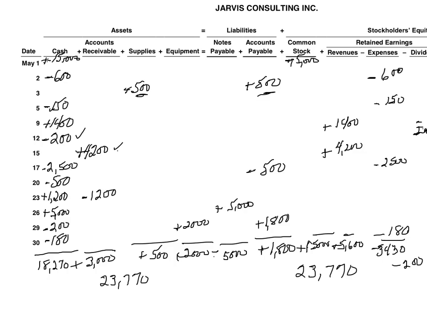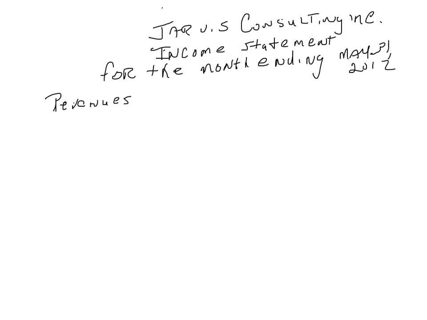So now I started off at the beginning of May, started this business, recorded these transactions. Now I'm going to present an income statement, statement of retained earnings, and a balance sheet. Okay then, Jarvis Consulting Inc. income statement for the month ending May 31st, 2012. Now you can write better than that, because I'm writing on an iPad. First of all, revenues, service revenues. So I just put service revenue, and that would be 5,600, using the numbers we had at the transaction.